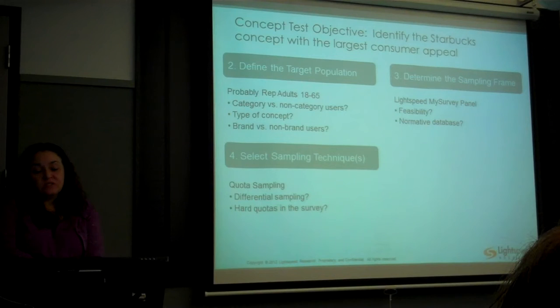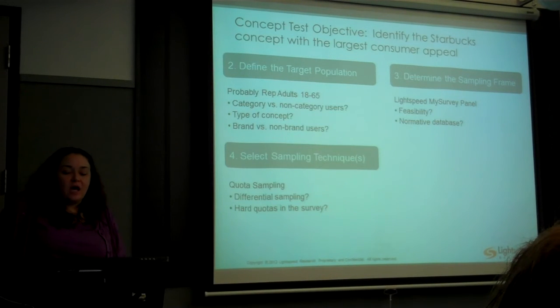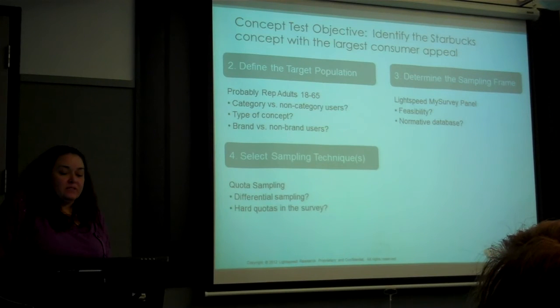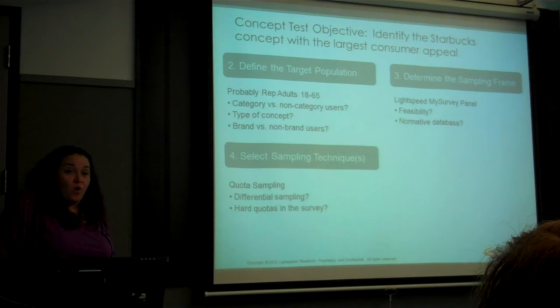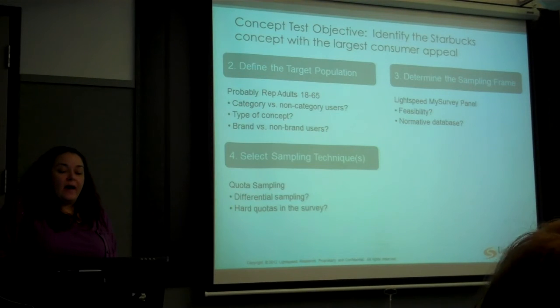And then the next one is to select the sampling technique, and with our panel we're using quota sampling, which is a non-probability technique. And within that, there's a ton of decisions, and this is actually training I'm working on right now, developing, to talk about differential sampling. Do you set hard quotas in your survey?